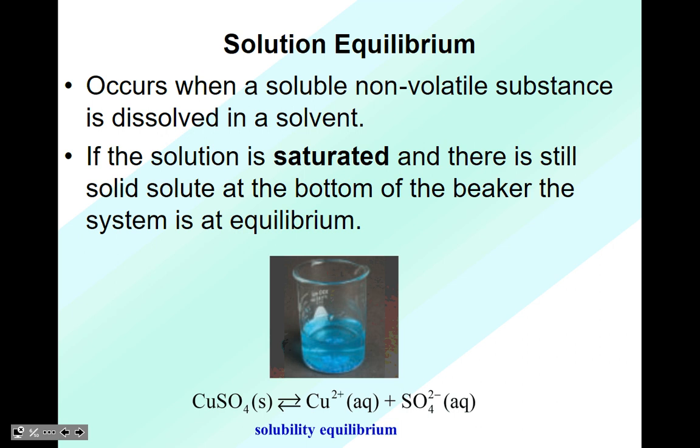It occurs when a soluble non-volatile substance is dissolved in a solvent. This we learned about in Chem 20. If the solution is saturated and there is still solid solute at the bottom of the beaker, the system is at equilibrium. So here, if you can take a look, it has this double arrows. So the copper 2 sulfate solid is being dissociated into its ions, but also the ions are crystallizing into the solid. And it's happening at the same rate and at the same time.